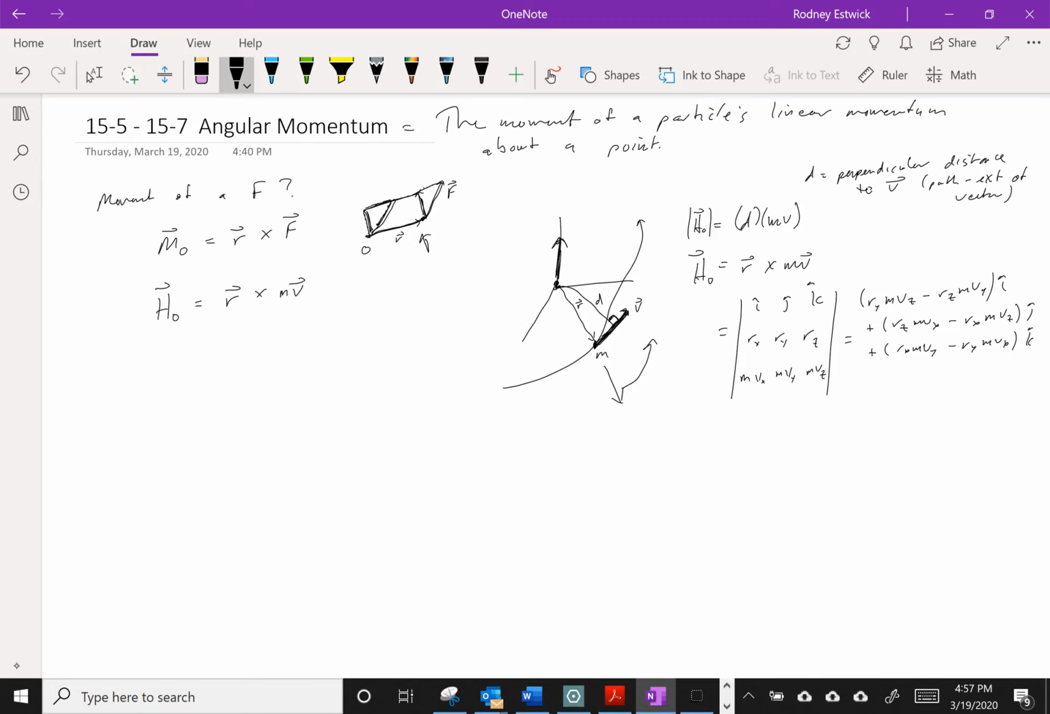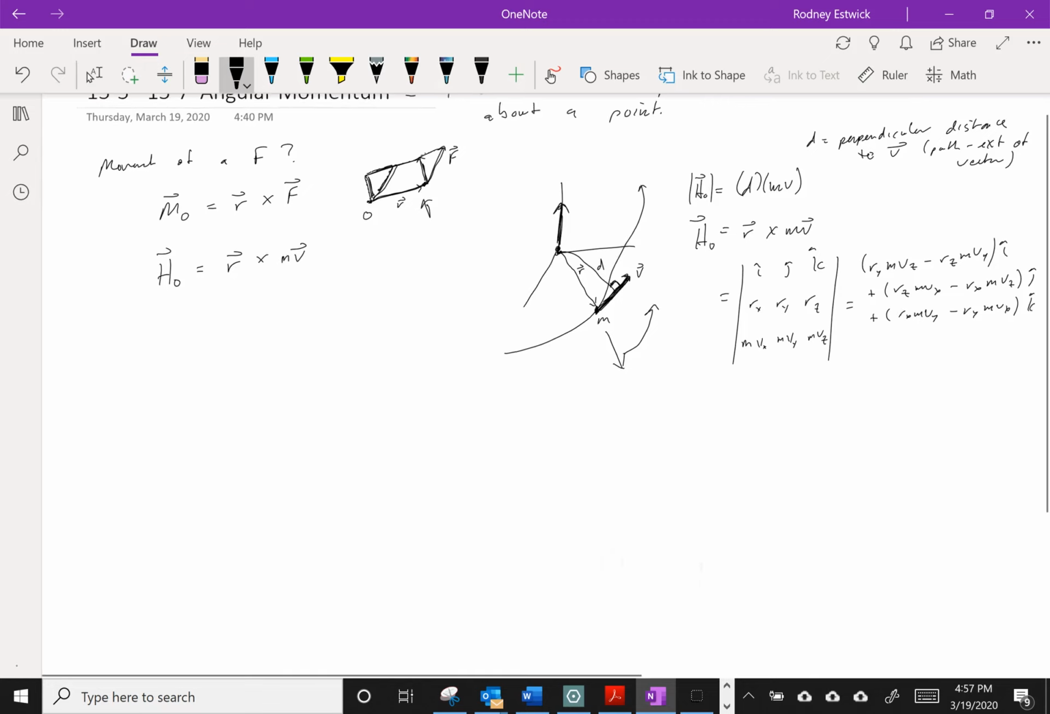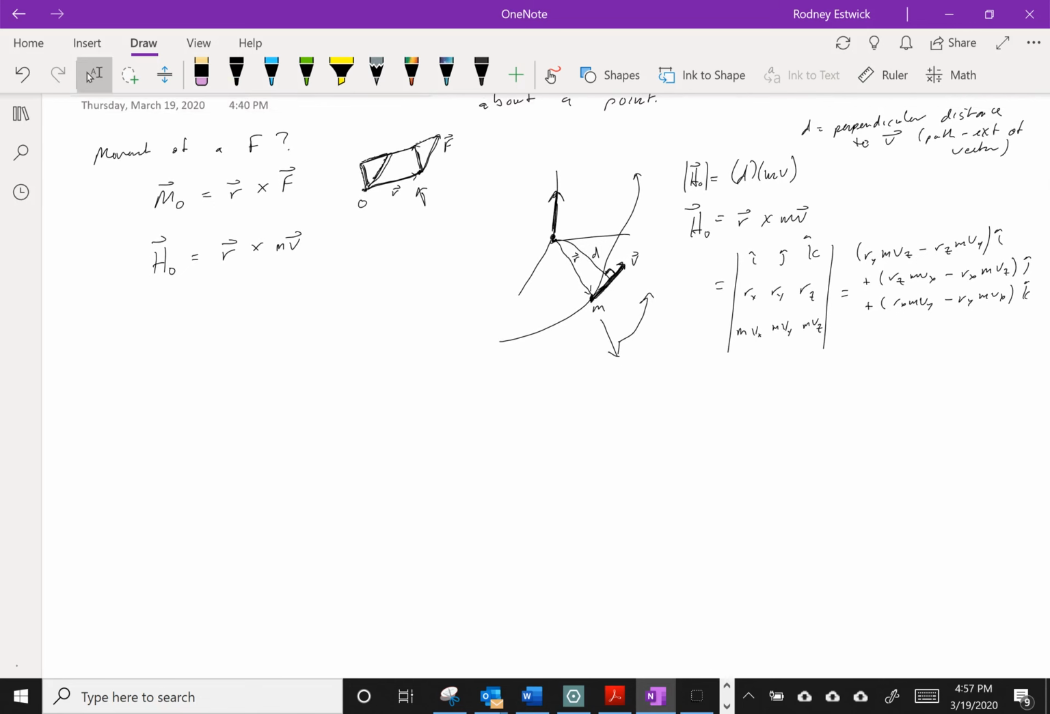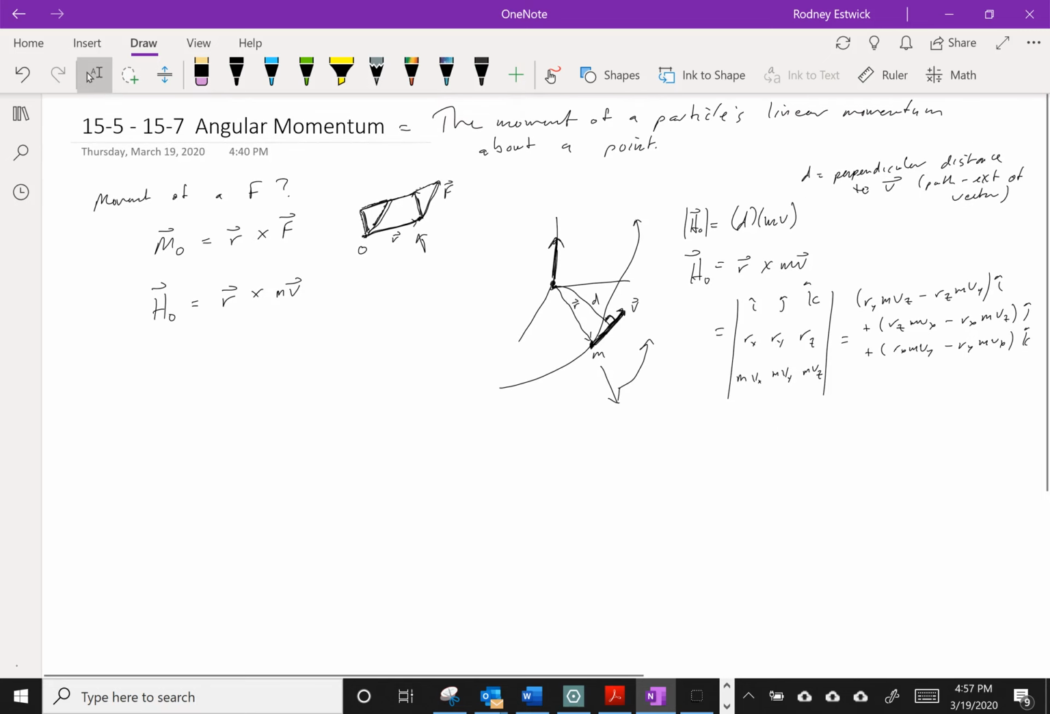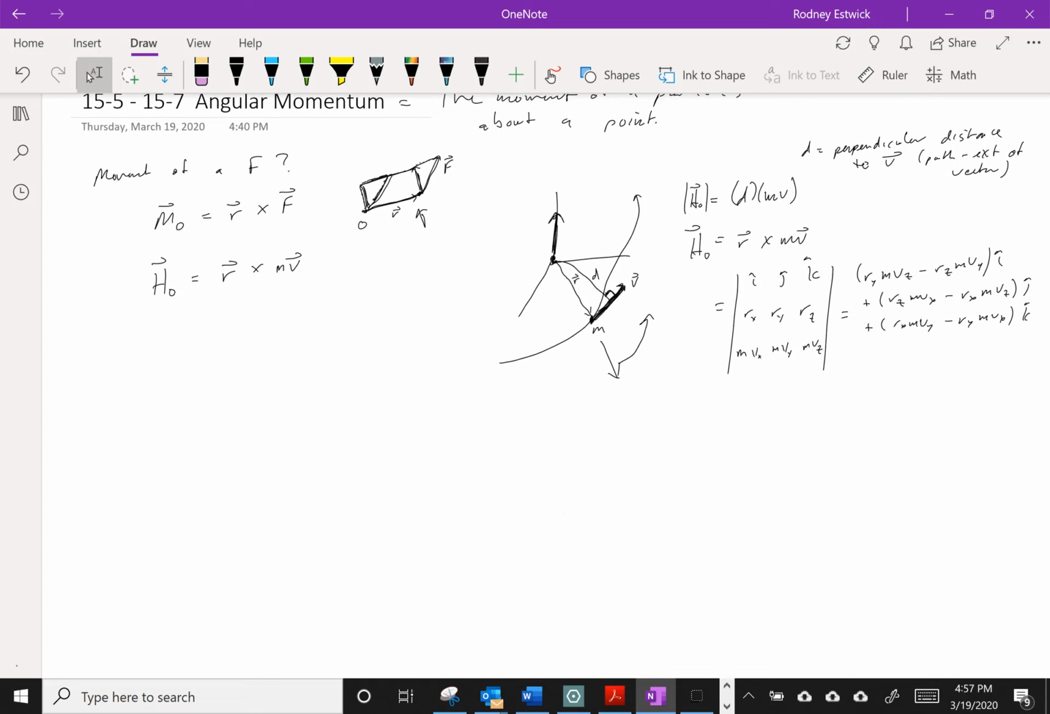All right. So let's go back. Fundamentally, that's the definition. That's what we've covered here so far, just the definition of angular momentum. Let's talk about force and its effect on angular momentum.